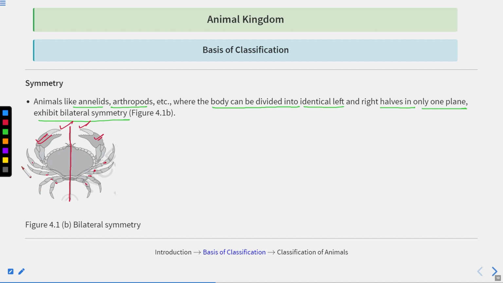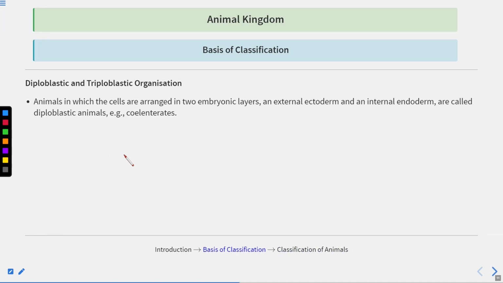Now, if you divide the organism this way, are this and this two equal halves? No. So there is just one plane through which you can divide the organism into two equal halves, right? That is called bilateral symmetry. So which phyla show it? Annelids, arthropoda, etc. These show the bilateral type of symmetry.